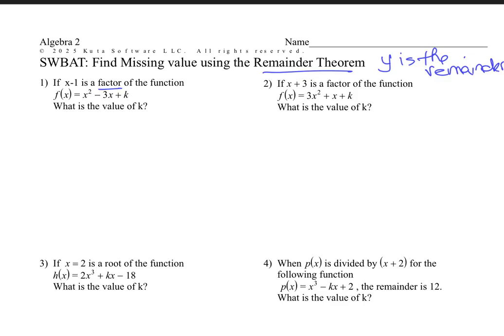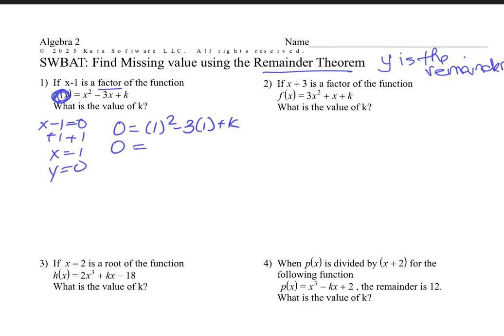So if x minus 1 is a factor, that means if I plug in 1, I should get y is 0, or f of x is 0. So we know that this value should be 0 because it is a factor. So it's 0 equals, and if I plug in 1 for values of x, now I just solve this equation. So this is 1 minus 3 plus k, so negative 2 plus k, and then add 2. So 2 is k. Done.